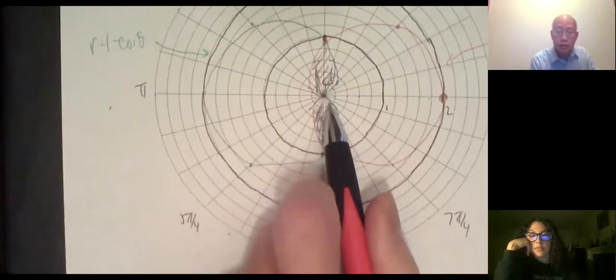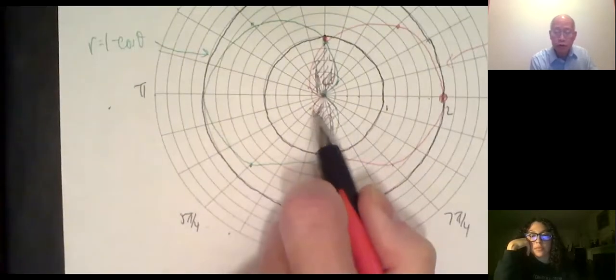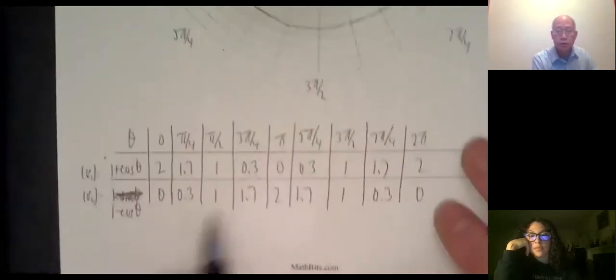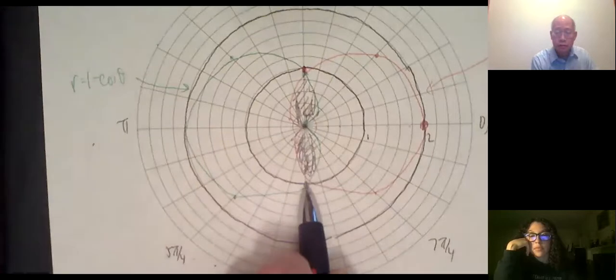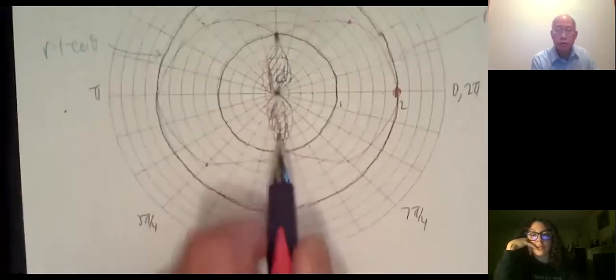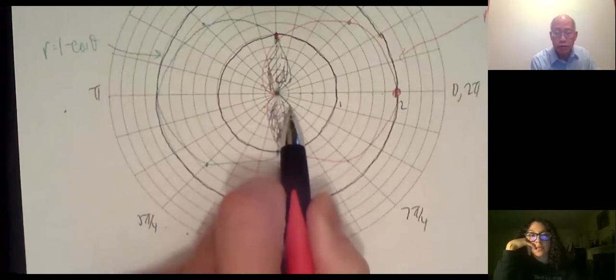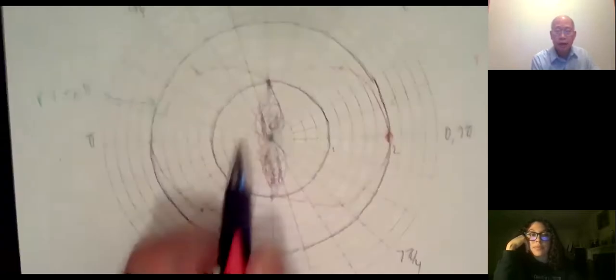5 pi over 4, 0.3. So that's over here, but I only go out 0.3. Each circle is 0.2, so I go out 1.5. 3 pi over 2, 1. Right there. 7 pi over 4, 0.3. You aim this way. 0.2, 0.3. And I come back into the pole.